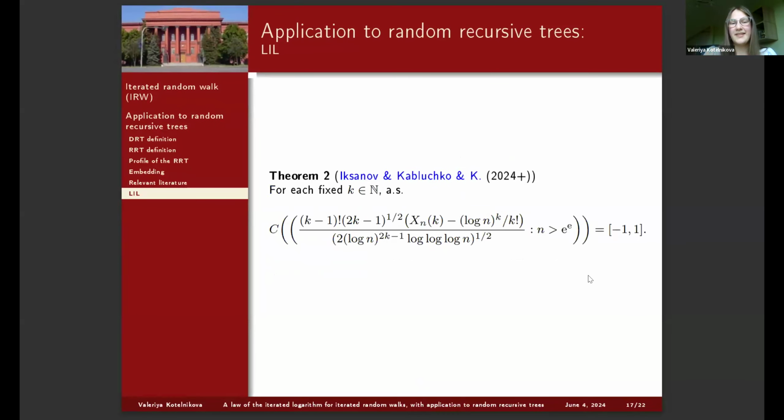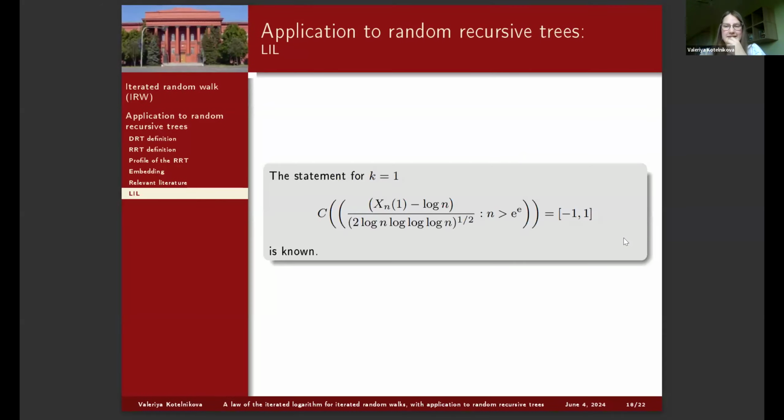And now we are ready to state our law of iterated logarithm. So we have shown that for each fixed generation k, the set of limit points of X_n(k), centered and normalized in the proper manner, is equal to [-1, 1], almost surely.